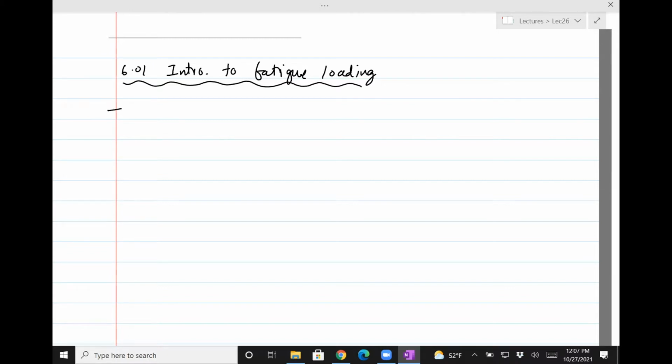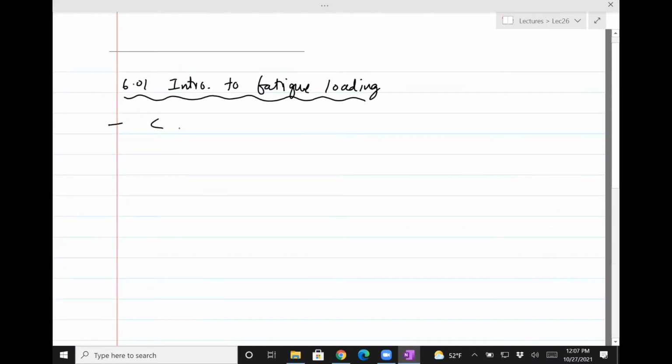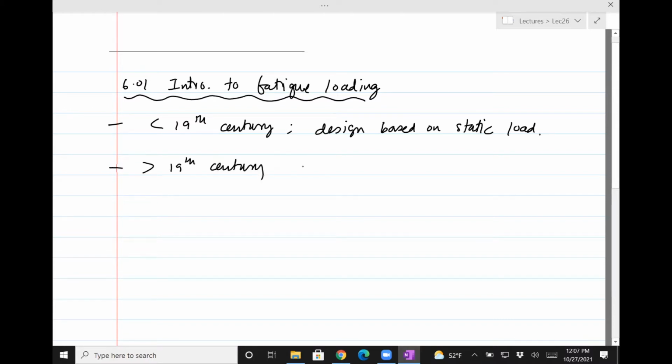So before the 19th century, all designs were based on static loads. We did not have too many things moving fast. But after the 19th century, with the advent of steam engines, we had to design based on fatigue loads.